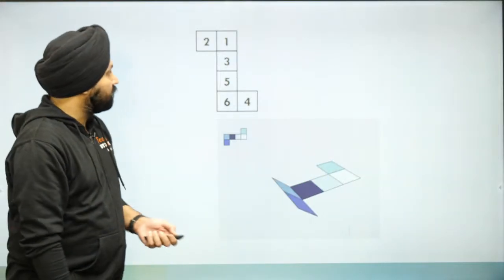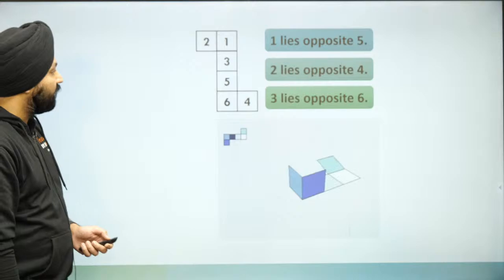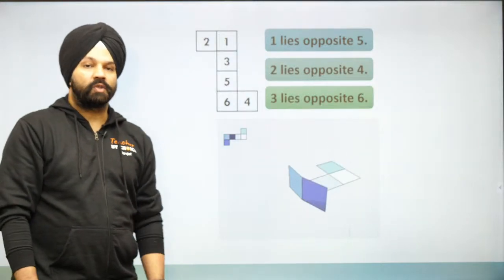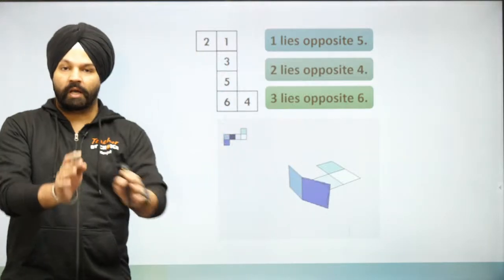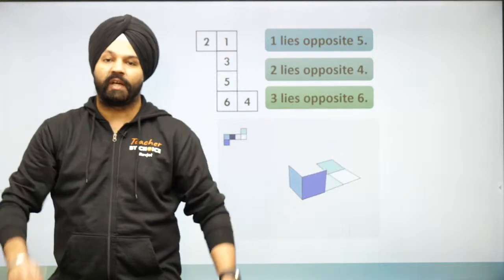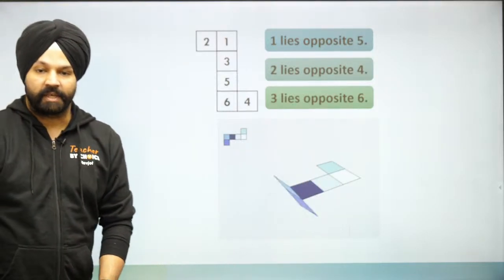Okay, so let's focus. 1 lies opposite to 5, 2 again lies opposite to 4, 3 lies opposite to 6. Now it is very much visible as 2 and 4 are on the opposite sides of a central piece. They would be forming opposite faces.